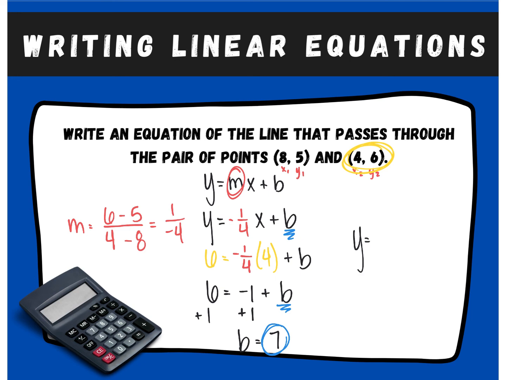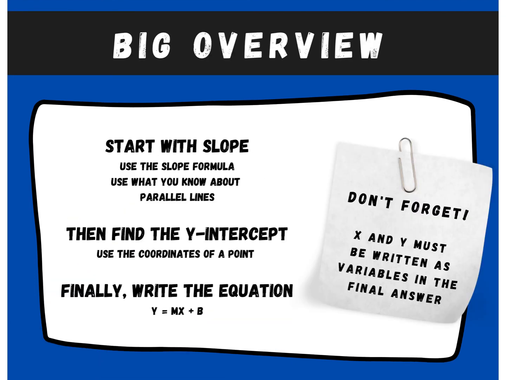Now, it's really easy to forget that last step. We've already said this, but make sure you actually write the equation of the line. So I want to go back in and say y is equal to negative 1/4 x plus b, or in this case, plus 7. So there you have it.